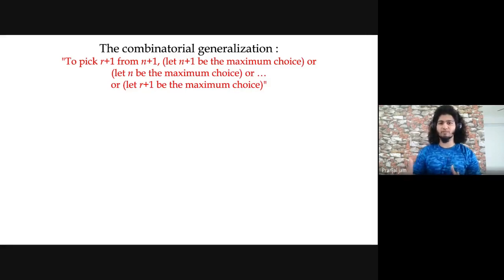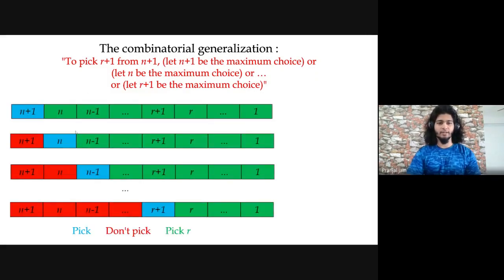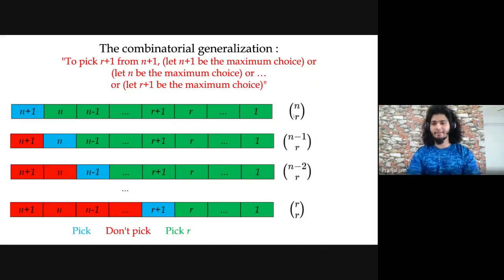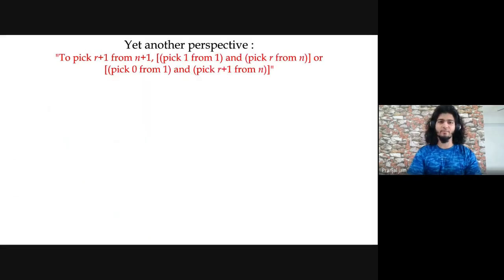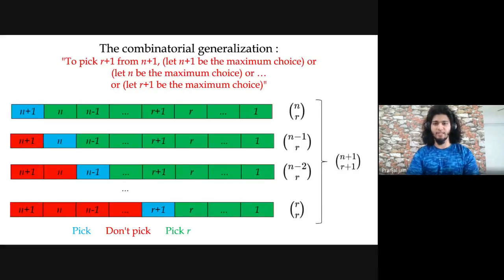So the biggest object can either be n plus one, or it can be n, or n minus one, or so on till r plus one. Obviously you can't go smaller than r plus one. So if you look at it combinatorially, you get this nice visual representation: you take n plus one as your maximum, or you take n as your maximum, or n minus one as your maximum, and so on. And if you count the number of ways there are to do this, once again, you get the exact quantities which we wanted. And from there, our identity flows out naturally.